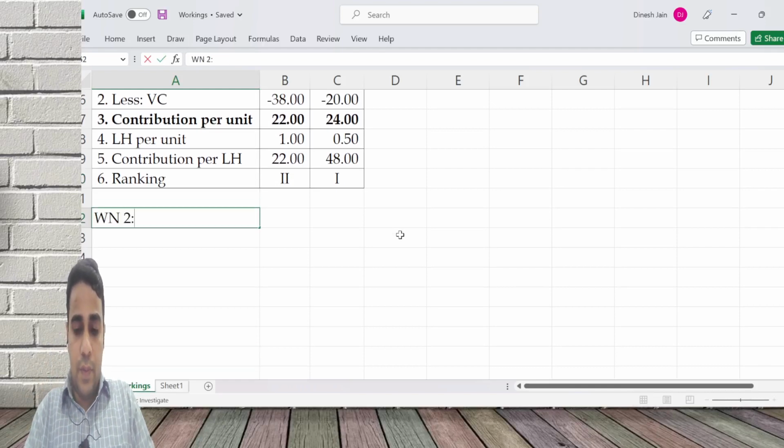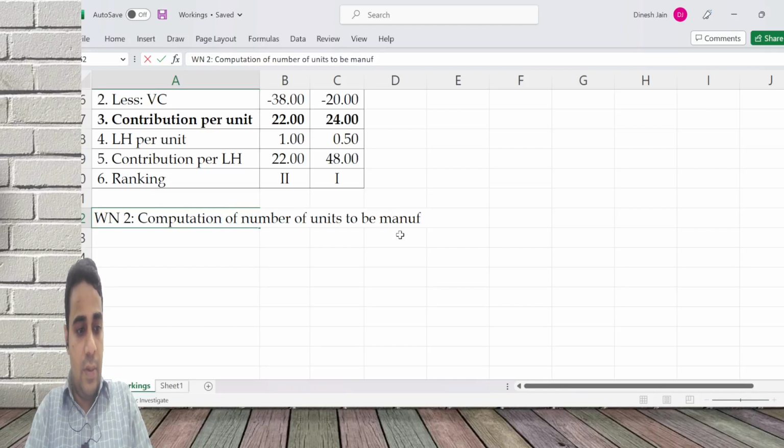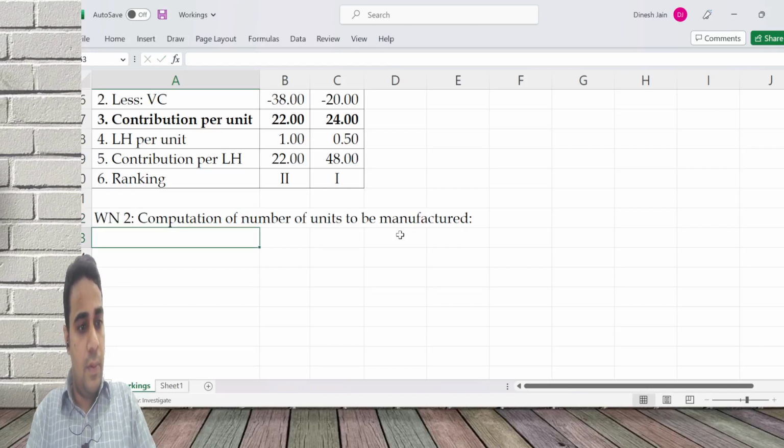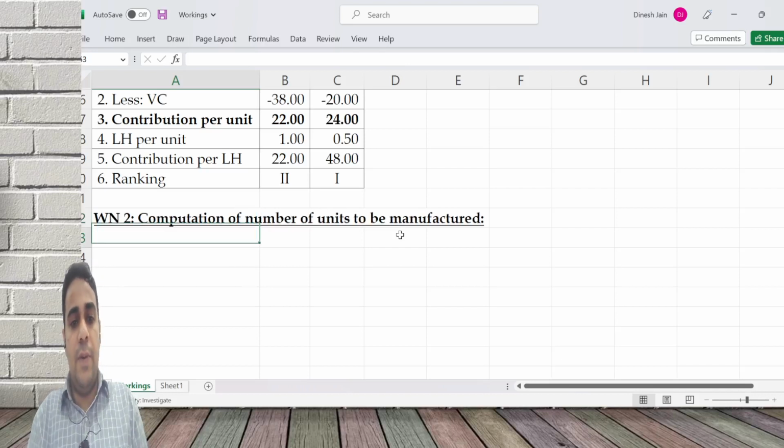Working note: computation of number of units to be manufactured.